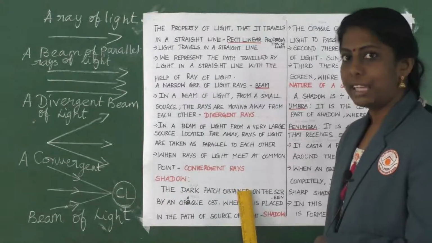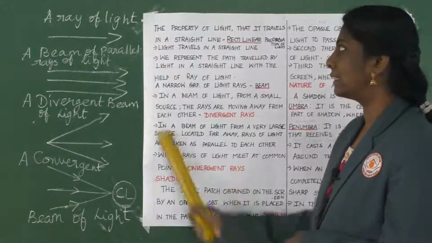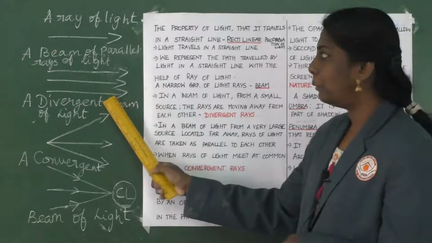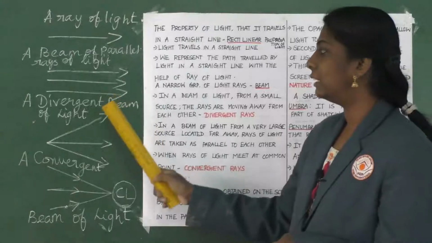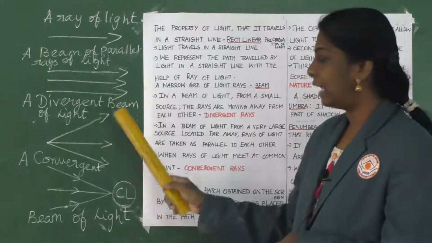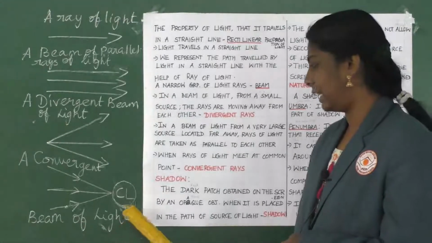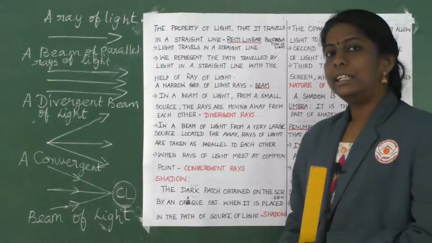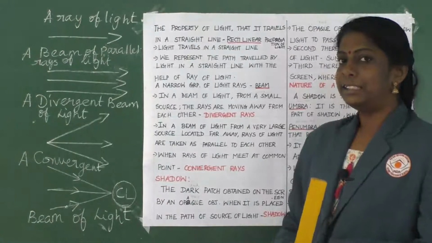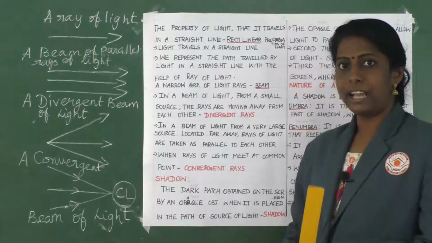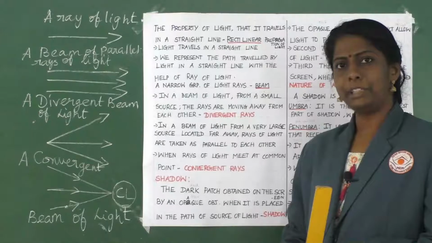Clear, children? So as of now, we have learned 4 things: a ray of light, then a beam of parallel rays of light, then a divergent beam of light, and then a convergent beam of light. Clear, children? Yes. Now, let us learn about the next part, that is shadow. What do you mean by shadow?